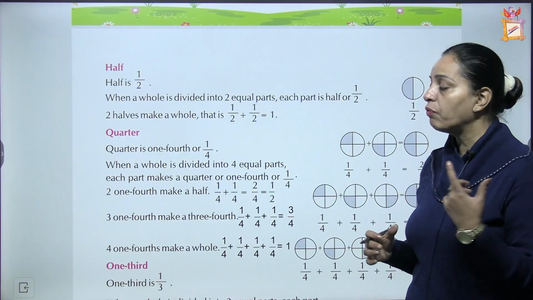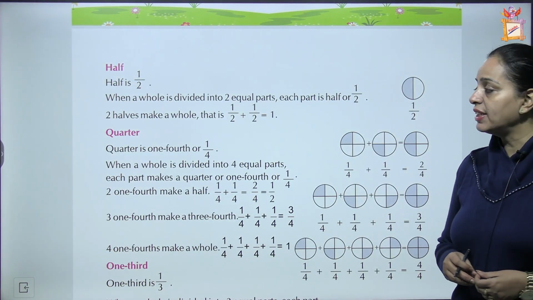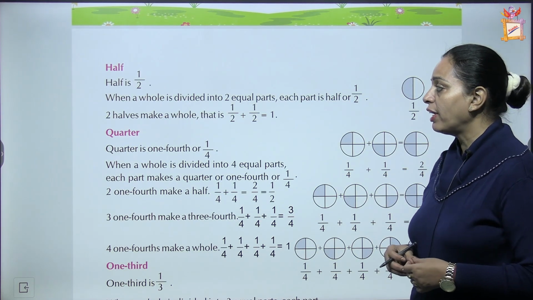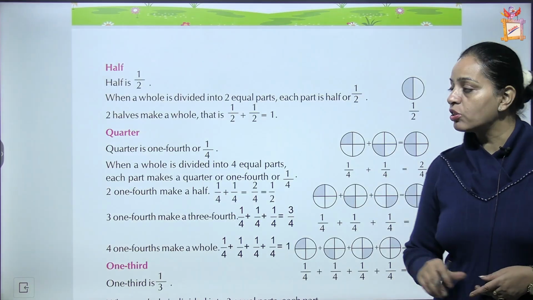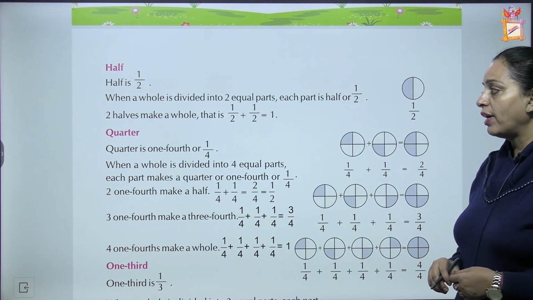So representing fractions, how can we represent a fraction? Half means 1/2. Out of 2, take 1 part. So when a whole is divided into 2 equal parts, each part is half or 1/2. So 2 halves make a whole, that is 1/2 plus 1/2 equals 1. So half plus half makes 1, right?